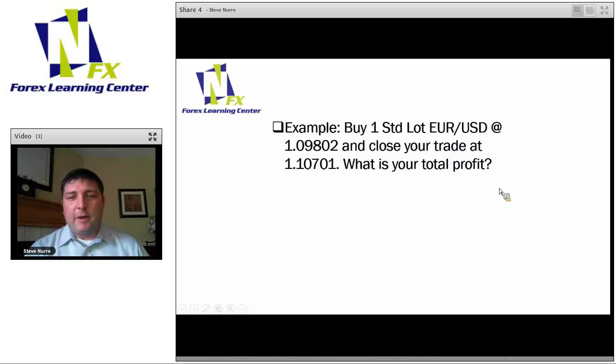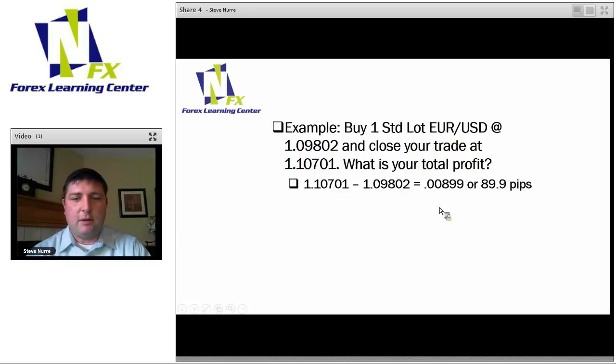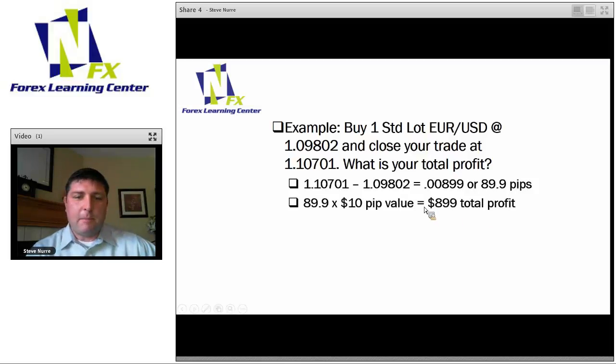So an example of this, and we just used a euro dollar here, is if we buy one standard lot of euro dollar, let's say at 1.09802, and we close our trade at 1.10701, what would be our total profit? Well, first we figure out how many pips we made. In this case, 0.00899, or 89.9 pips. We multiply that by $10, which is the pip value on Euro USD, and that total trade would come to $899 of total profit.